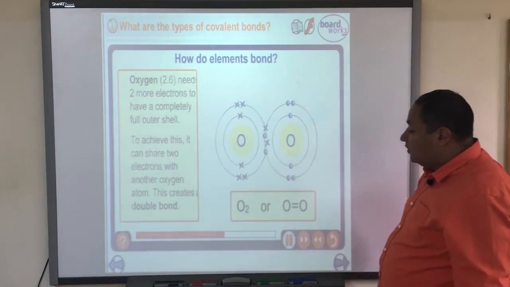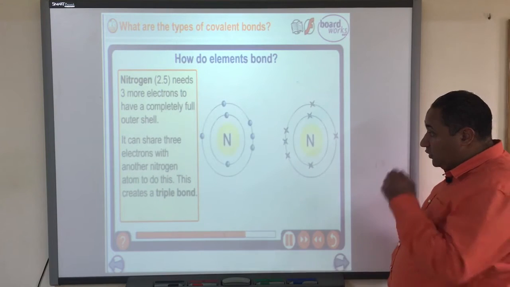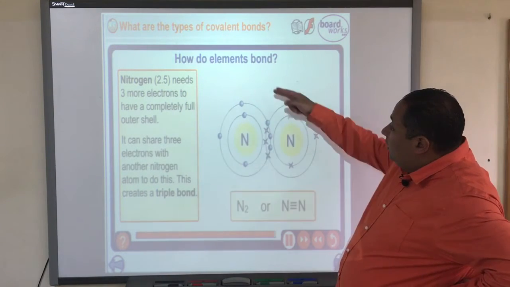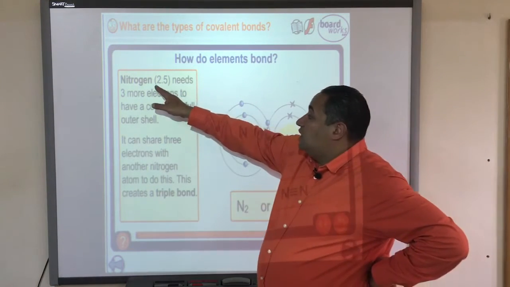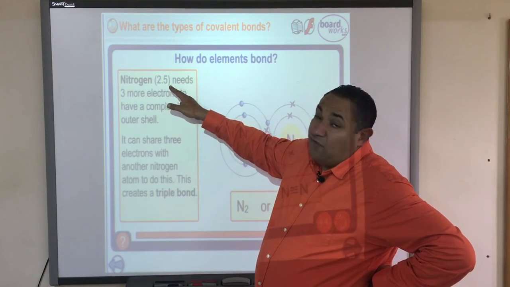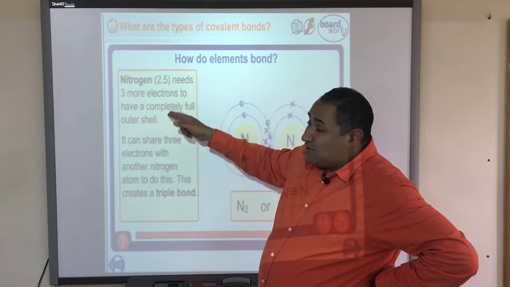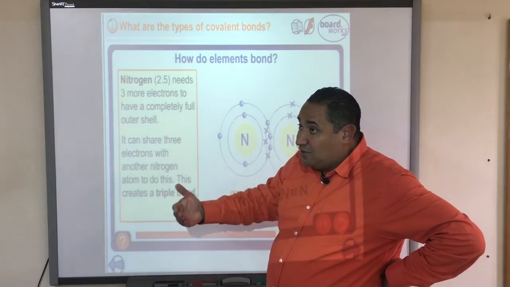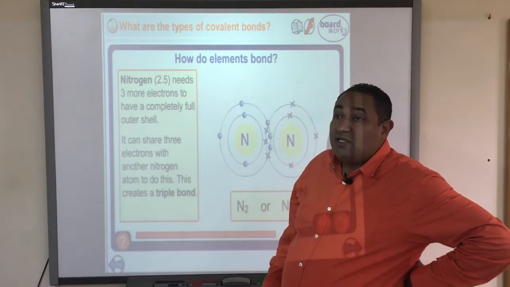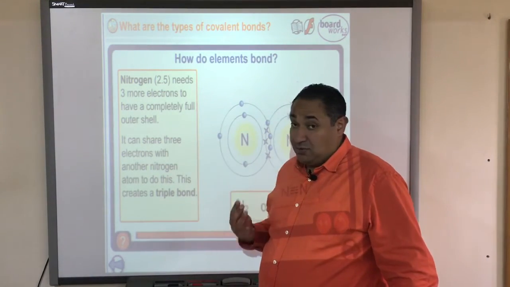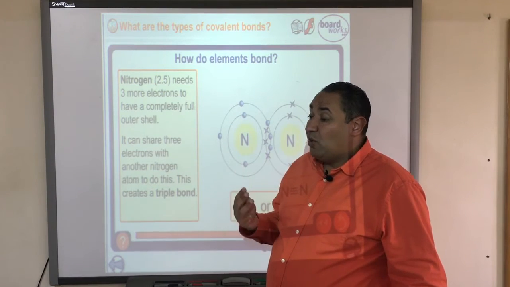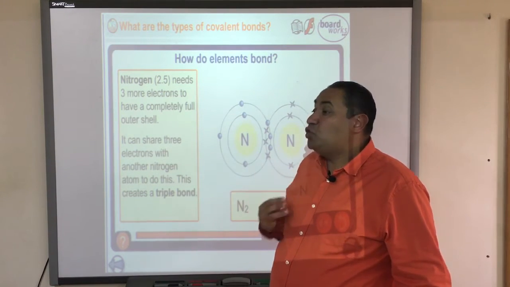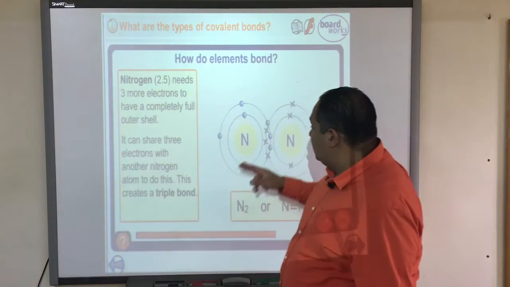So let's see an example of the triple bond. This is how we draw it. Watch this. Nitrogen and nitrogen. The electron configuration is 2, 5. So the last shell has 5. We need to reach 8. This means nitrogen needs to get 3 electrons. Okay? So what happens? If you need 3, you share 3. And this is what happens exactly.